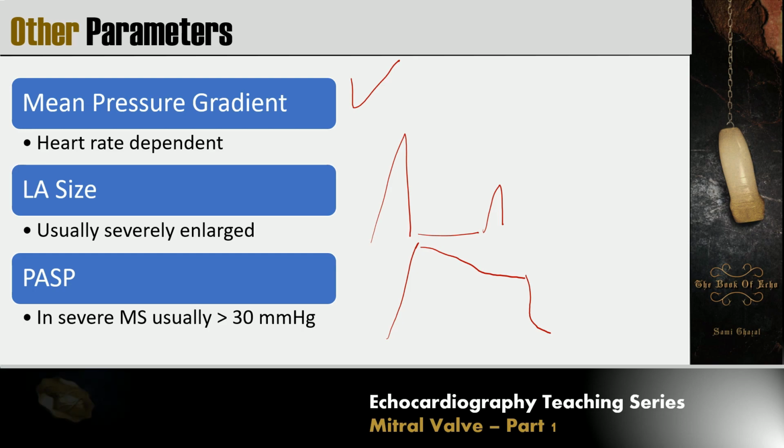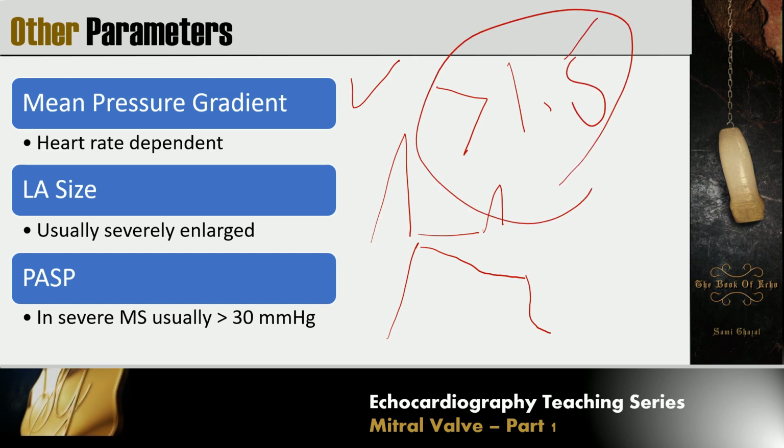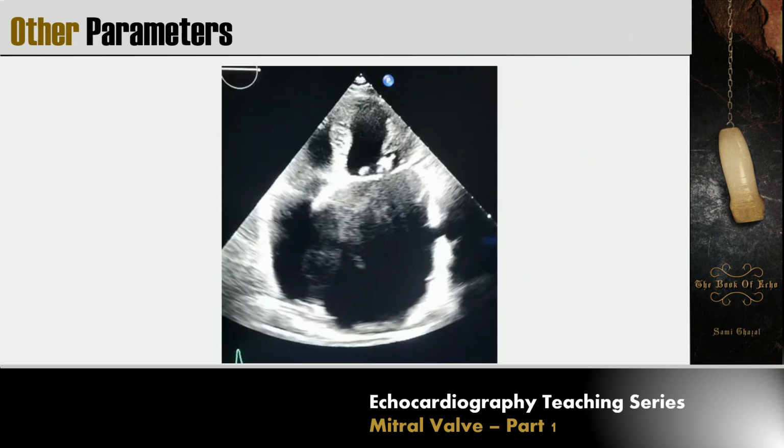Mean gradient does not have any role, again, in the decision for intervention, which is based primarily on the mitral valve area and symptoms. So except if we have a mitral valve area which is more than 1.5 square centimeters but the patient is still symptomatic, then at that time we can stress the patient and see the gradient and what level it will increase up to. And then that can help us in the decision for the intervention.